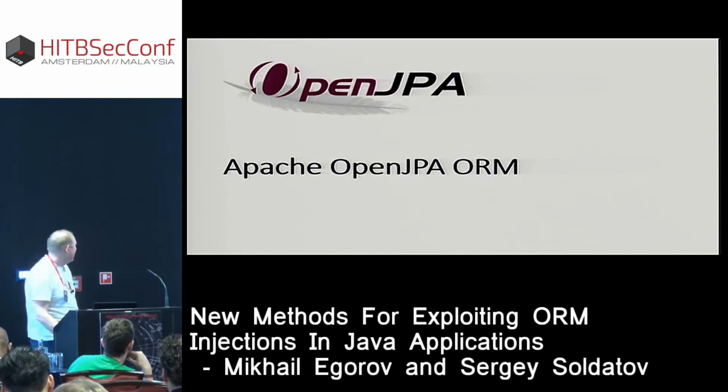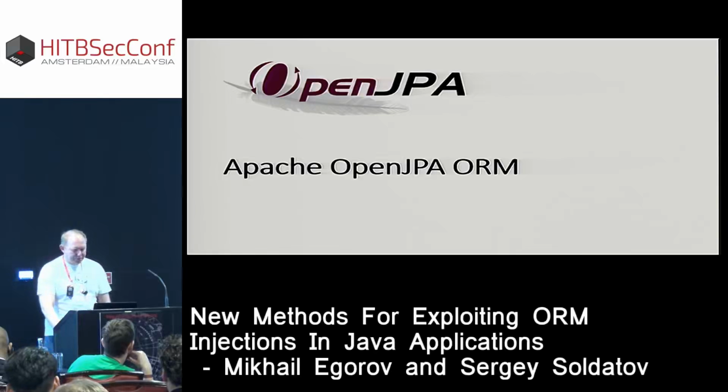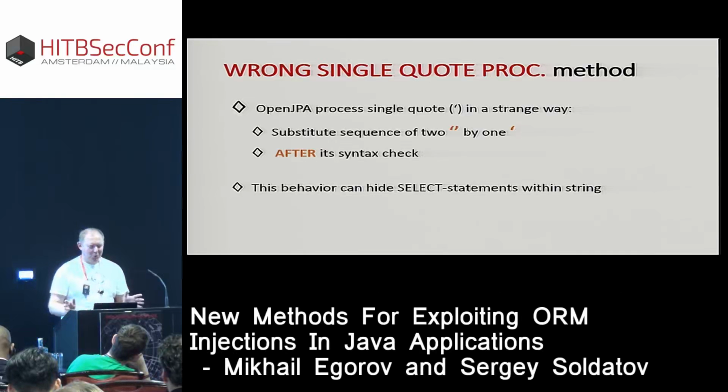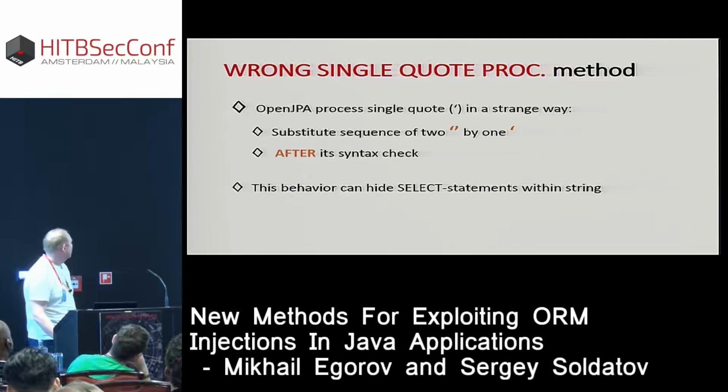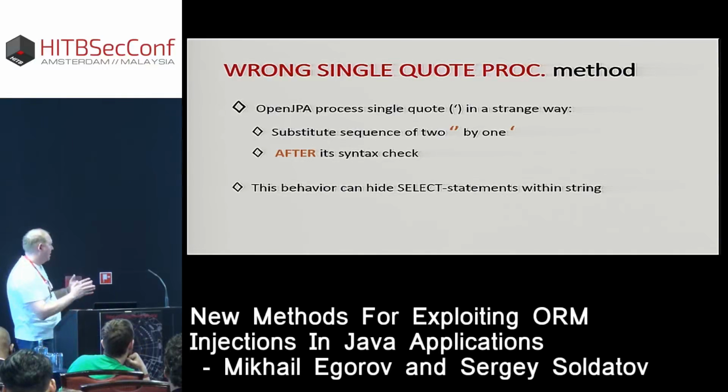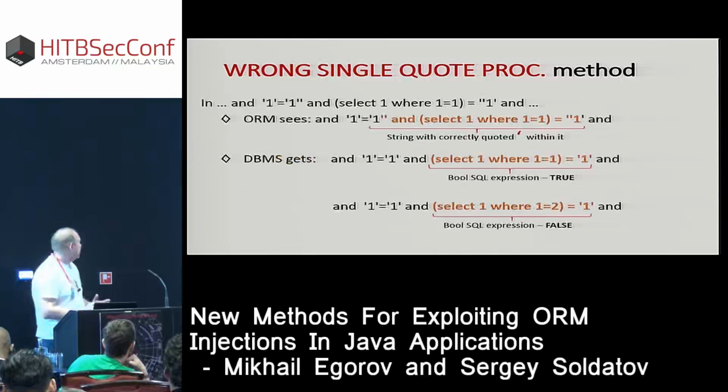Okay, OpenJPA. OpenJPA is an open source implementation of JPA distributed under the Apache license. In this ORM, we found a number of vulnerabilities with quotes. The first one we called wrong single quotes processing, and we called our method in the same way. The problem here is that this ORM substitutes all sequences of 2 single quotes by 1 single quote. And this strange behavior can allow hiding a select statement within a string. Here is how exploitation looks like.